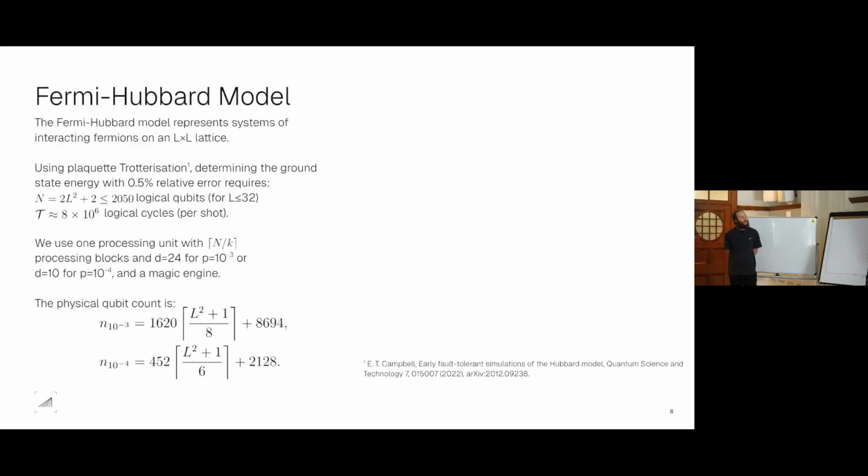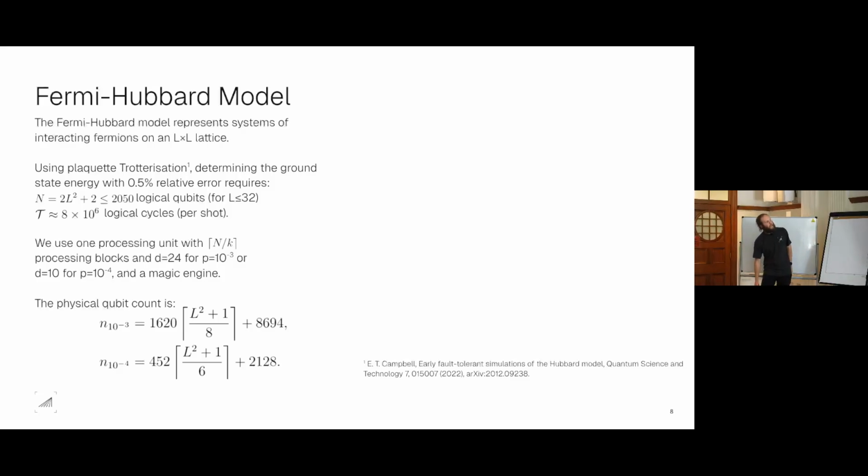So basically, how do we compile this in the Pinnacle architecture? Well, in this case, we'll just take one processing unit. We'll make sure we have enough processing blocks to cover the logical qubits that we need. So if we have k logical qubits per processing block, taking the ceiling of n over k processing blocks will give us at least n logical qubits. We pick a code distance that, based on the simulation results we had, gives us good enough performance for this problem. We find that d equals 24 is necessary for p equals 10 to the minus 3, but for this problem, d equals 10 is sufficient for p equals 10 to the minus 4. We assign a magic engine to each processing unit as well, to make sure that we have a T-state per logical cycle.